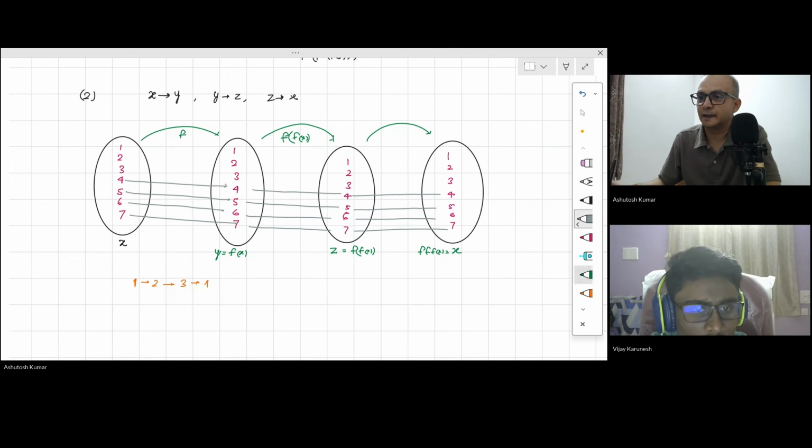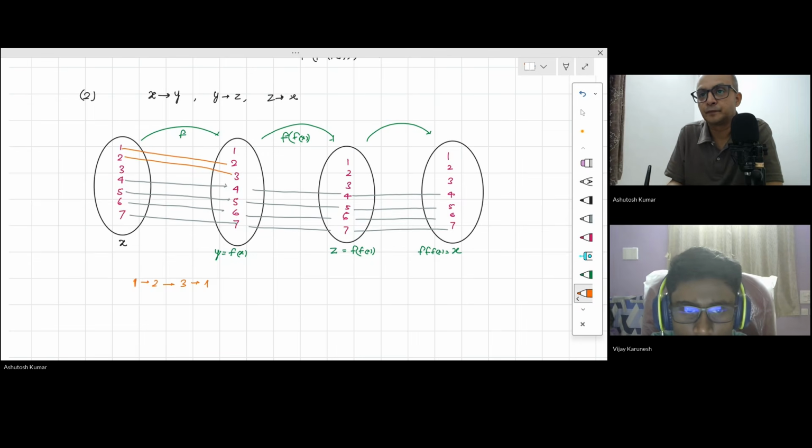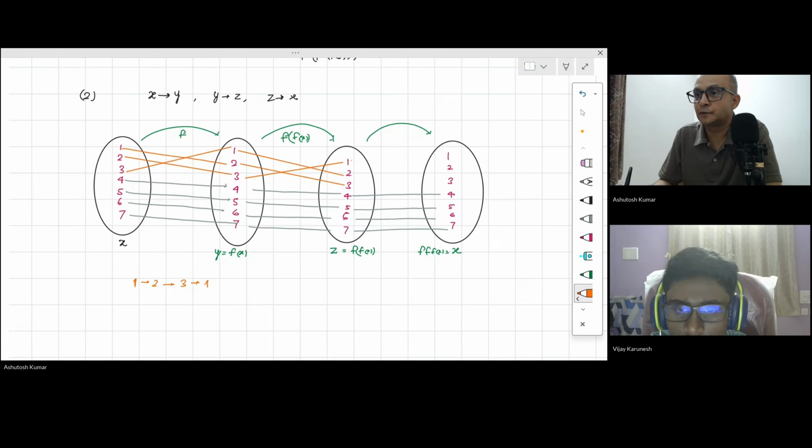Yes, sir. So let's try there. So let's map this. When I map this, I map 1 to 2 and 2 to 3, but 3 to 1. Correct? Yes, sir. In that stage, now this is y. So again 1 will map to 2 and 2 will map to 3, and 3 will map to 1. Correct? Yes, sir. Again at this stage, what will happen? 1 maps to 2, 2 to 3, and then 3 to 1.